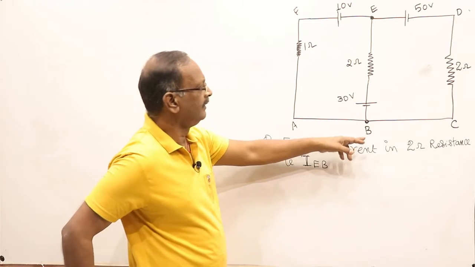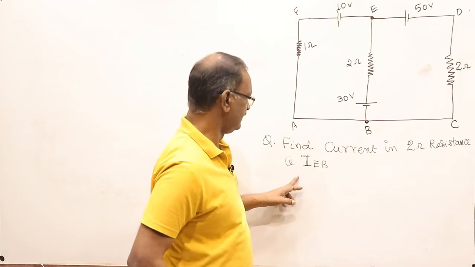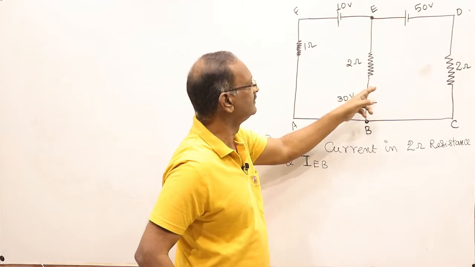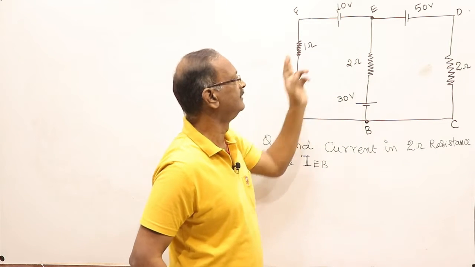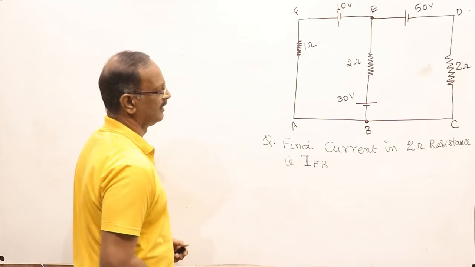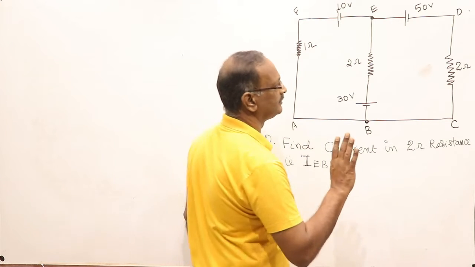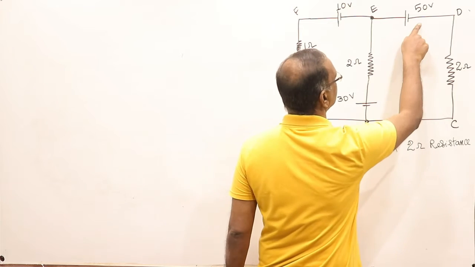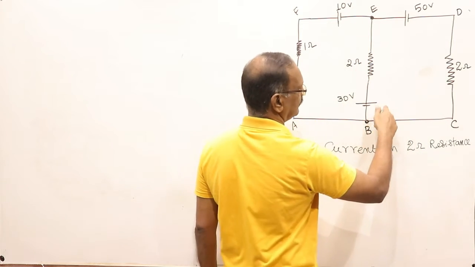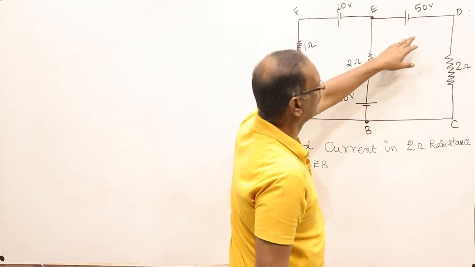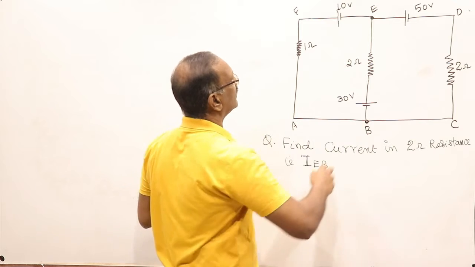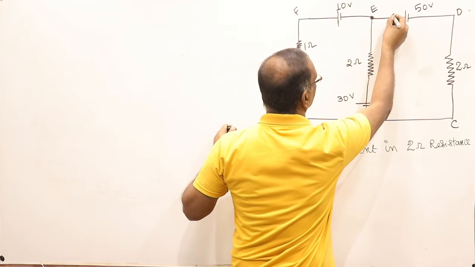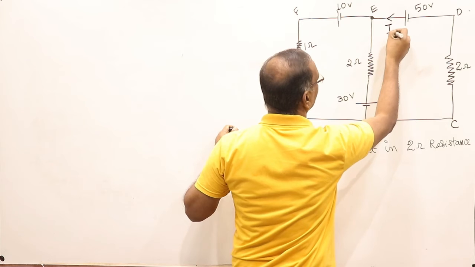Find the current in the 2 ohm resistance, that is the current through branch EB, that is 2 ohm. What is the current through this resistor, we have to find out. First let us assume the direction of the current. Since this is 50 volt, 10 volt, 30 volt, we assume current from the 50 volt battery from the positive terminal here, that is I.